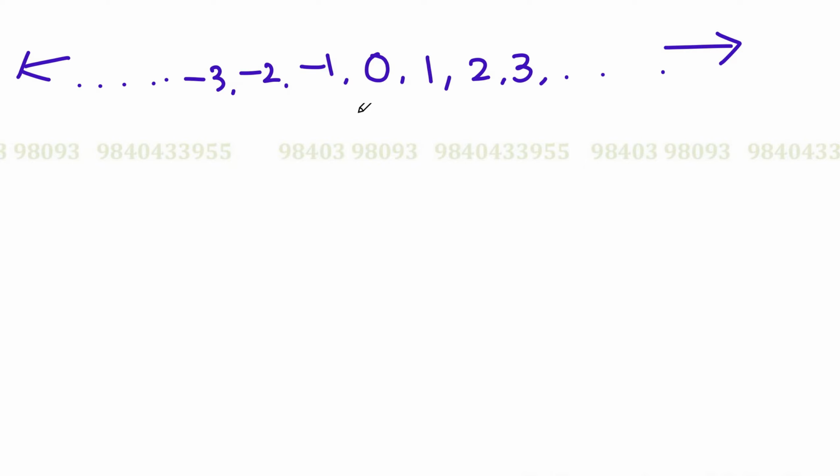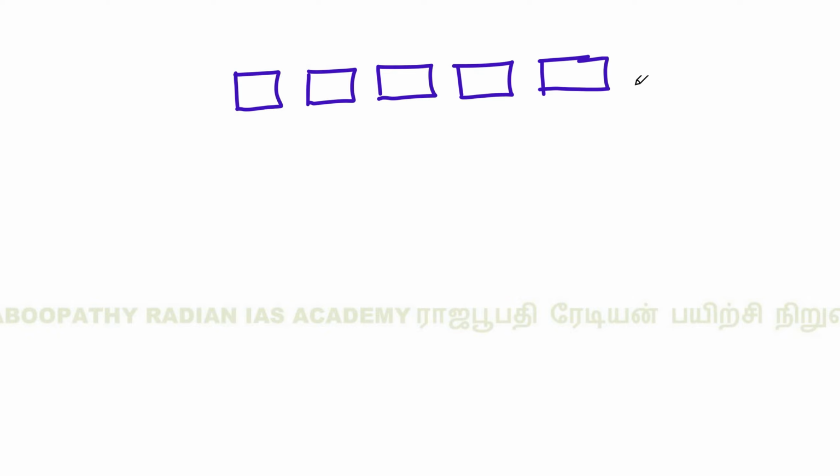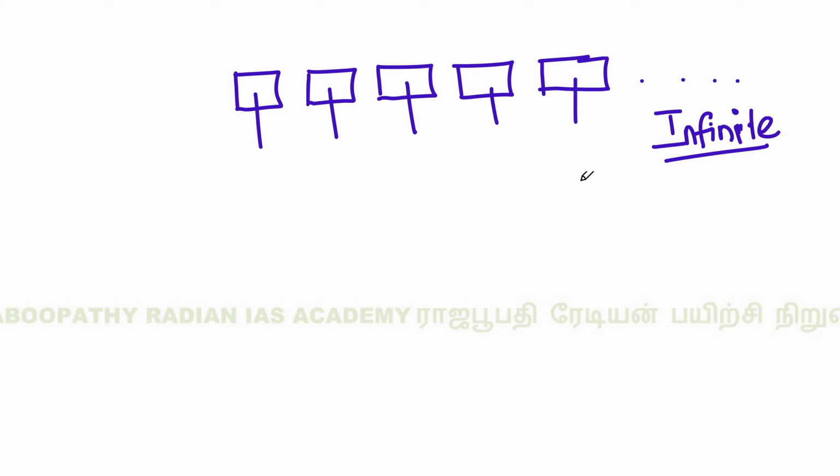Okay, right. Now, assume this is a puzzle. Assume that there is a lodge where the number of rooms is infinite. All rooms are occupied. All single rooms. All rooms are occupied by single persons. In every room, a single person is there. No room is vacant.